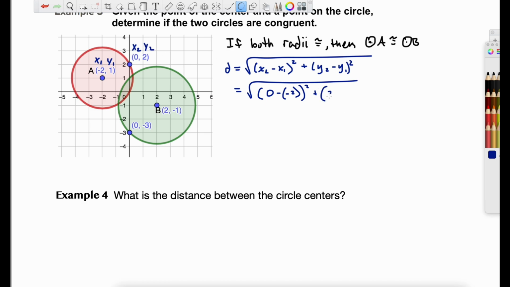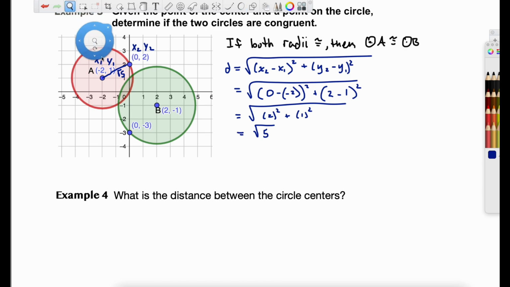y2 minus y1, 2 minus 1. And we have a double negative, so this becomes 2 squared plus 1 squared. We get 2 squared plus 1 squared is 5. The square root of 5. Okay, so that is our radius for circle A. It is root 5.